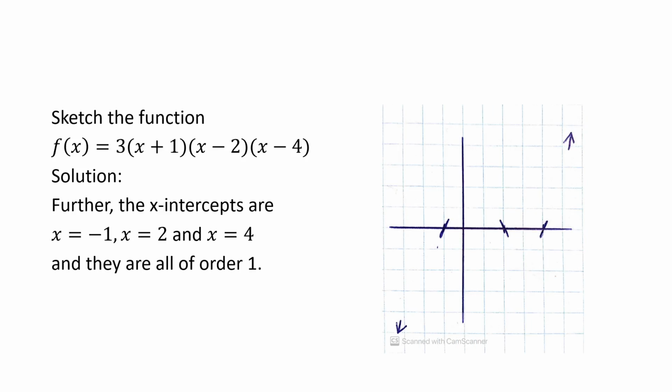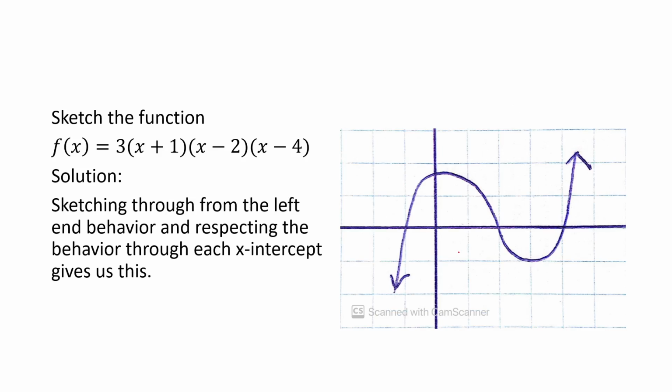I can then see that my intercepts will be at x equals -1 and x equals 2 and x equals 4. And each one of those intercepts is a degree 1 x-intercept. So there's nothing particularly interesting about them. So as I go from left to right, starting from below in quadrant 3, I see that I'm going to get a curve that looks sort of like this. Okay, and that's what we get.